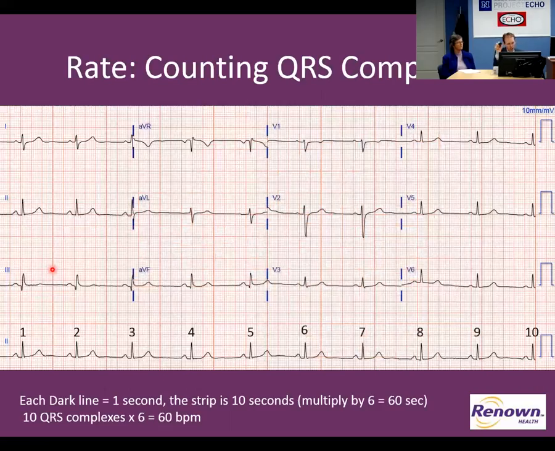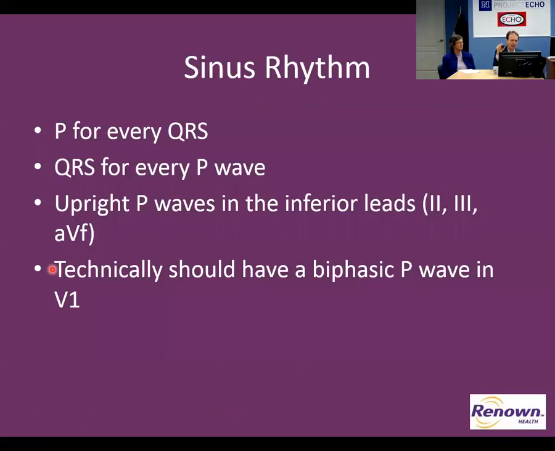Alternatively, especially in an irregular rhythm, you can count QRS complexes, and the strip is 10 seconds, so multiply by 6. Again, this is the same EKG that I zoomed in on previously, which is just about 60 beats a minute in sinus rhythm.